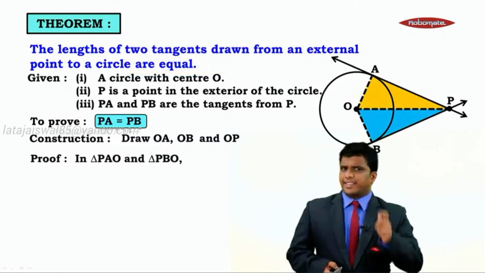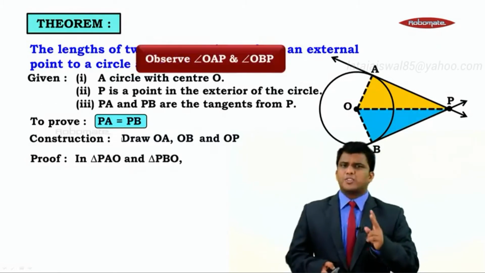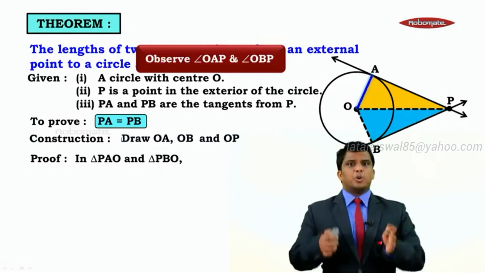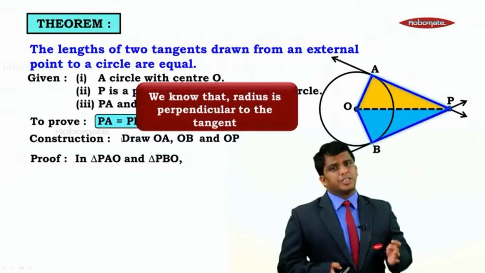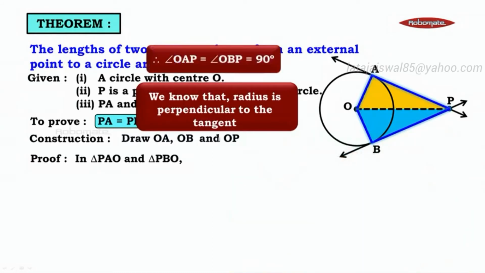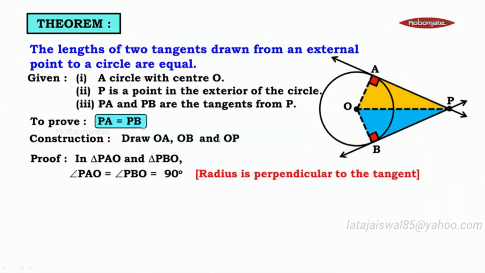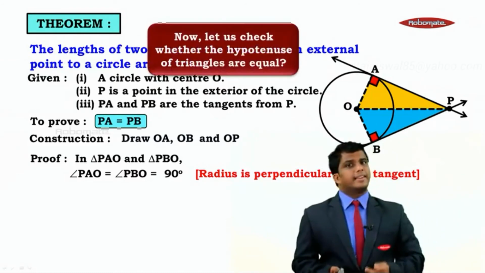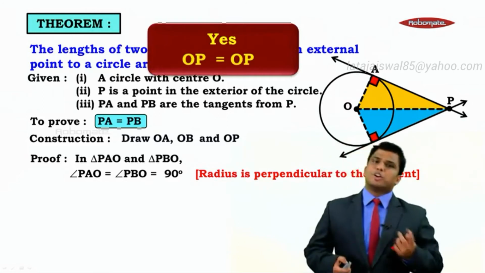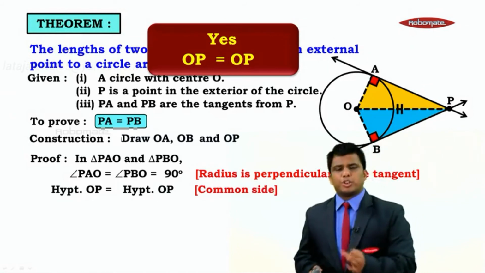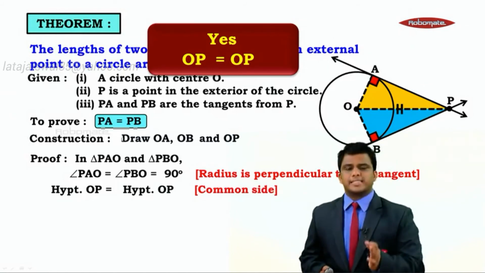In these two triangles, triangle PAO and triangle PBO, let's observe these two angles, angle OAP and angle OBP. We know that the radius is perpendicular to the tangent. That means angle OAP and angle OBP will be equal to 90 degrees. Radius is perpendicular to the tangent. Let's now check whether the hypotenuses of these two right angle triangles are also equal. The answer is yes, because OP and OP are equal. They are a common side. So hypotenuse OP is equal to hypotenuse OP, common side.